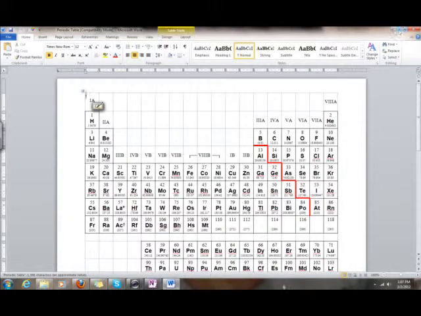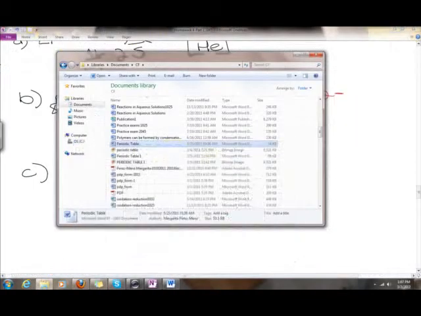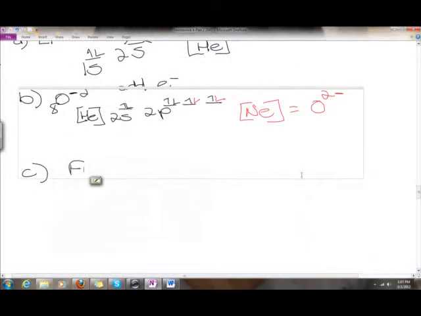Here it is, the one I have. So let's look at fluorine. What is the prior noble gas? Helium again. That way I can also explain it to you better, just in case I do make a mistake or you don't understand it very well.